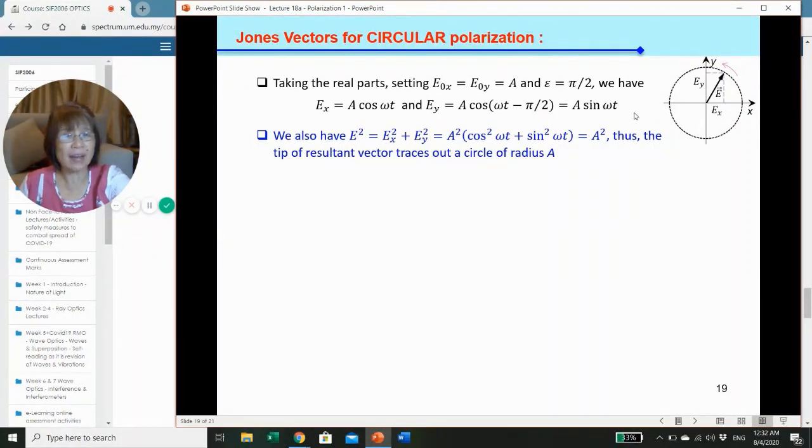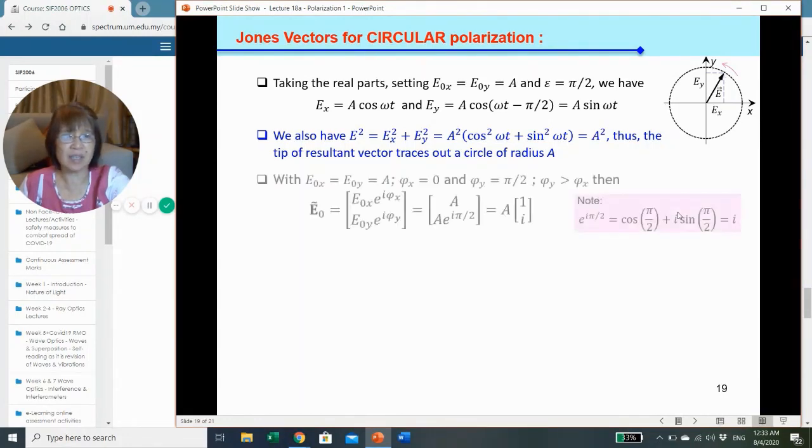And we also have the resultant electric field amplitude here. Squaring that, E squared equals Ex squared plus Ey squared, if you look at this diagram. So that equals A squared times cos squared omega t plus sine squared omega t, which equals A squared. In other words, the tip of the vector traces out a circle of radius A.